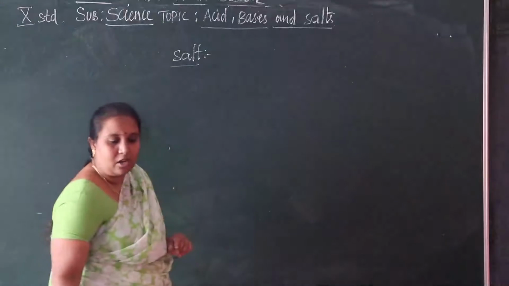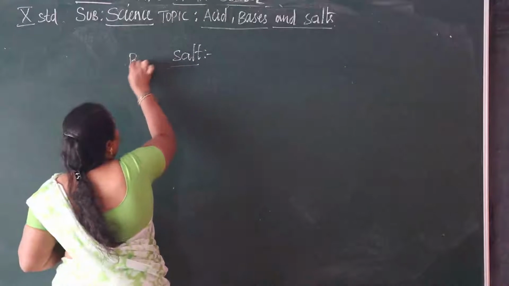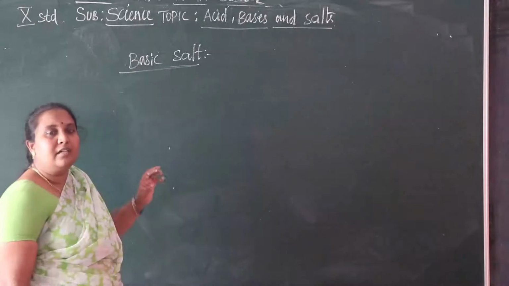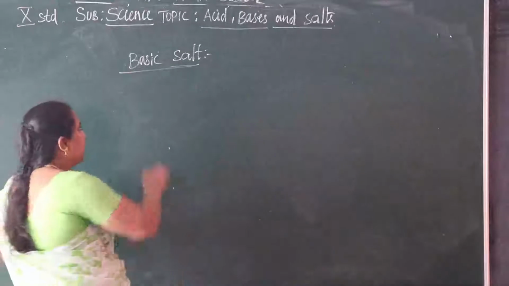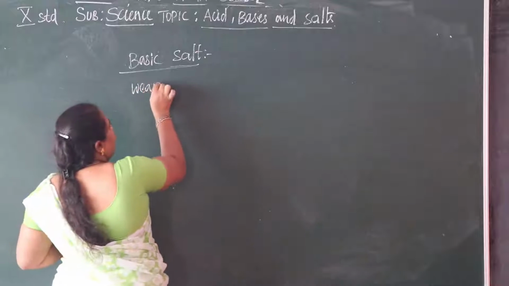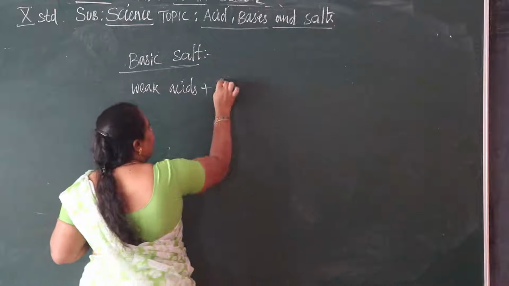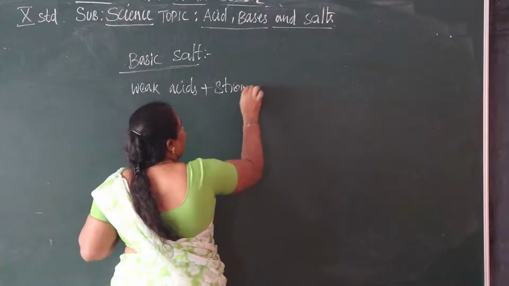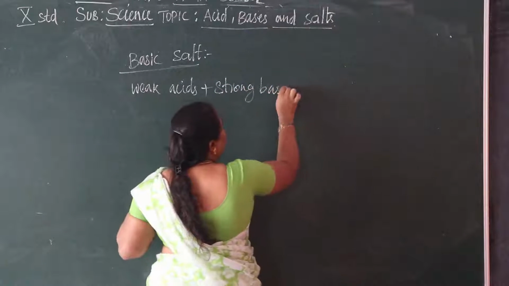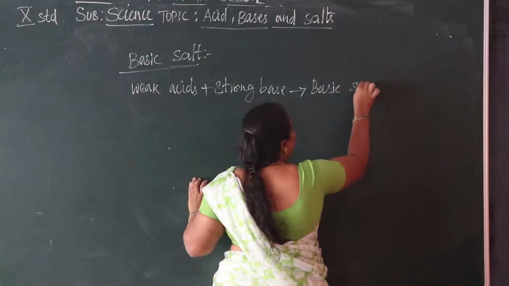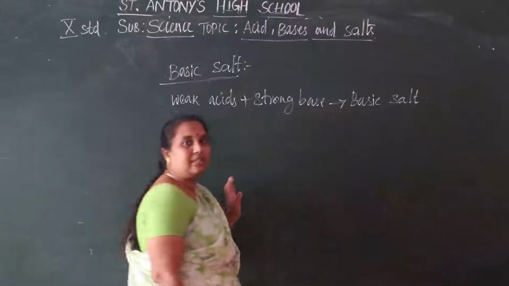So, basic salt. What is the reaction by which we get the basic salt? Weak acid plus strong base gives us the basic salt.